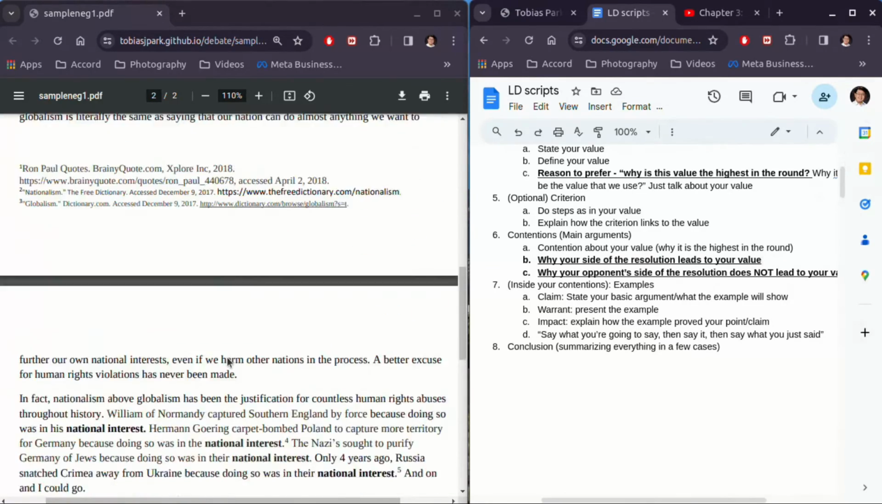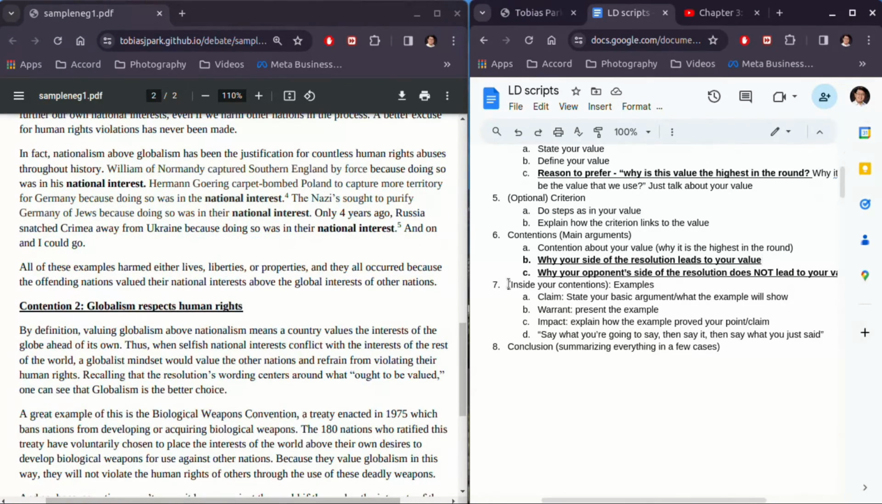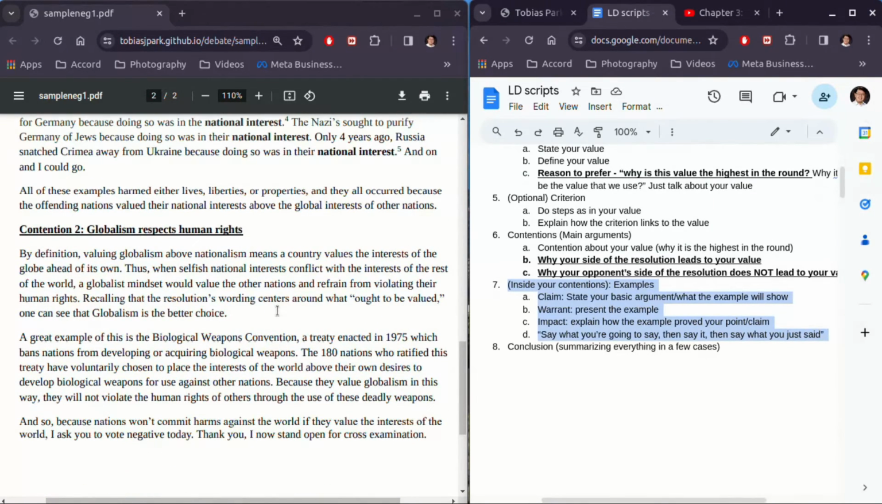But yeah, and so inside the contentions, let's see if I'm following this here. So let's just look at contention 2. So I need a claim, I need a warrant, and an impact. So you'll see here I actually have that kind of in their own paragraphs. This first paragraph is kind of the claim. So my argument is that globalism respects human rights. So I kind of explain that just with words. I'm not getting into the example yet. I'm just talking about how logically that makes sense here.